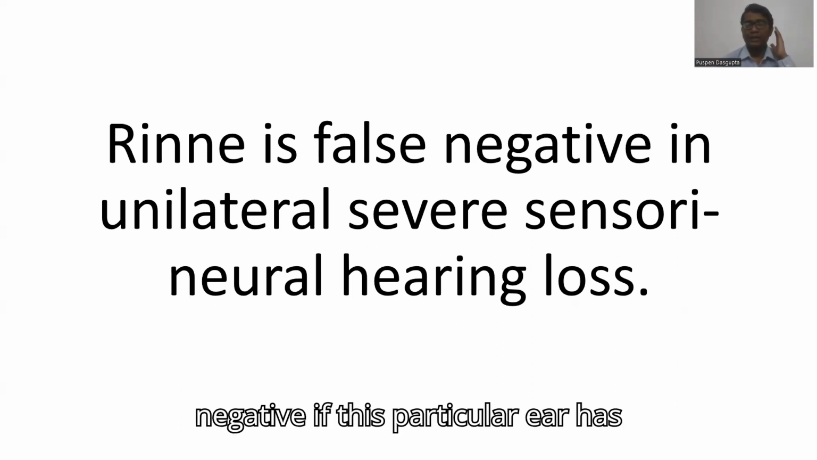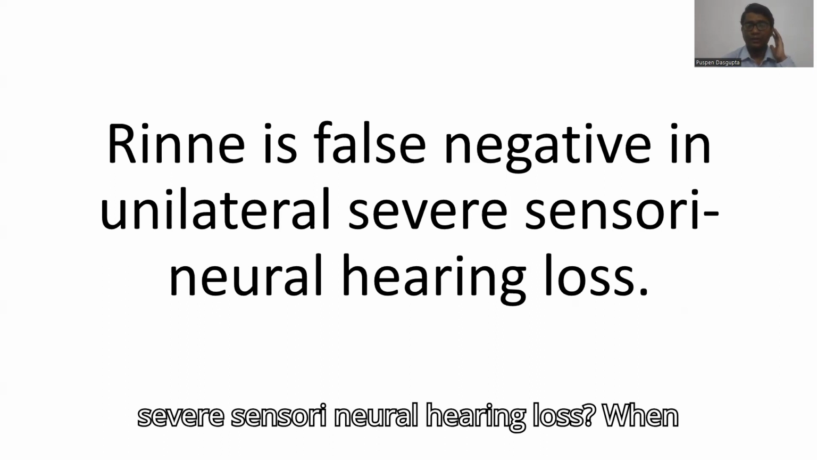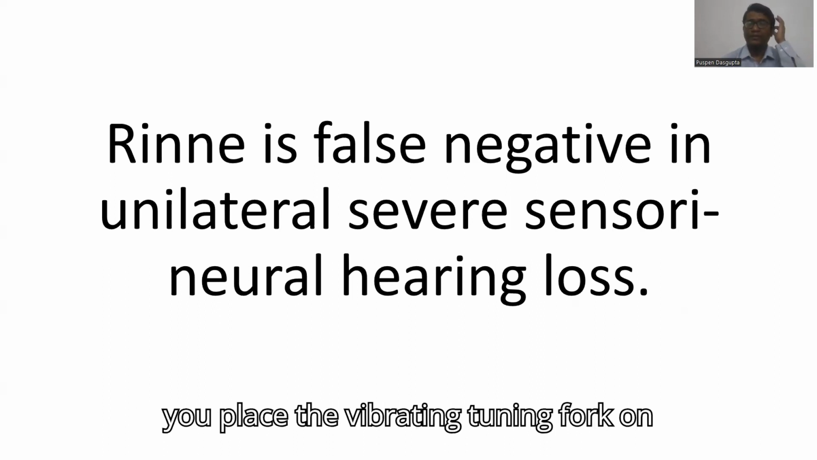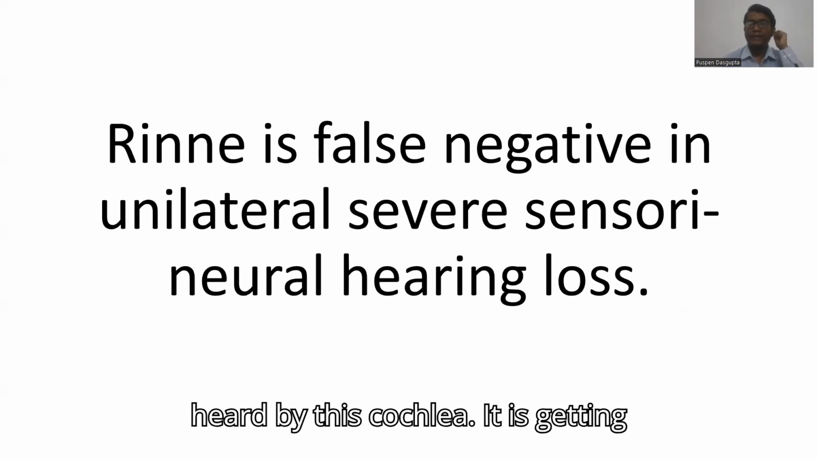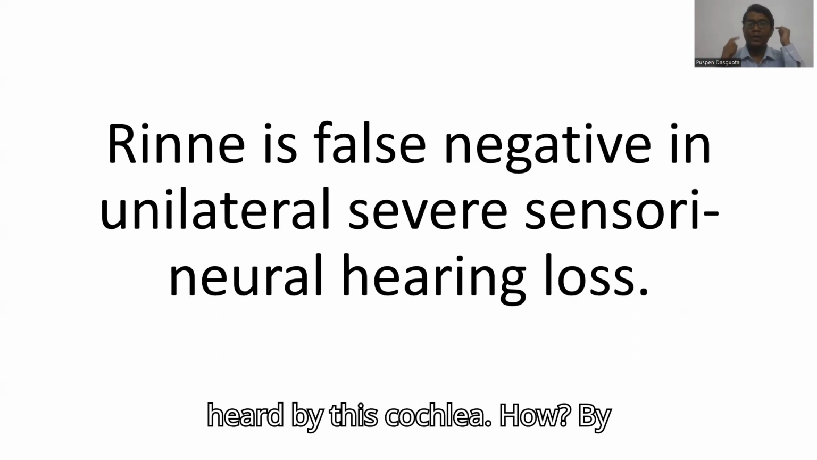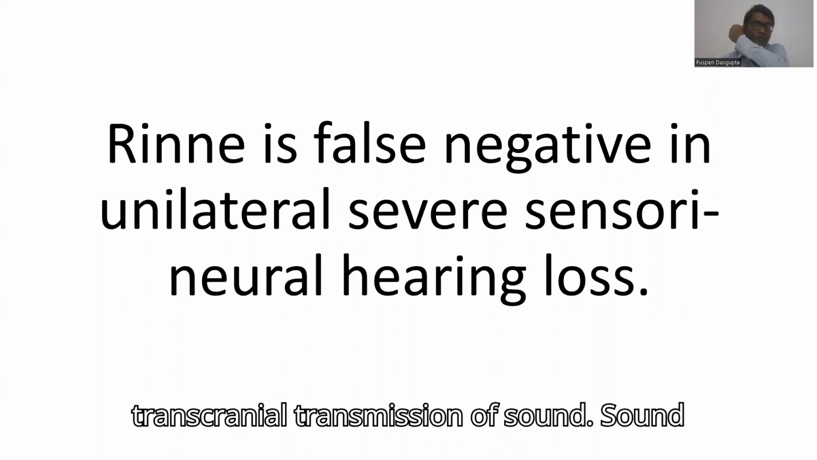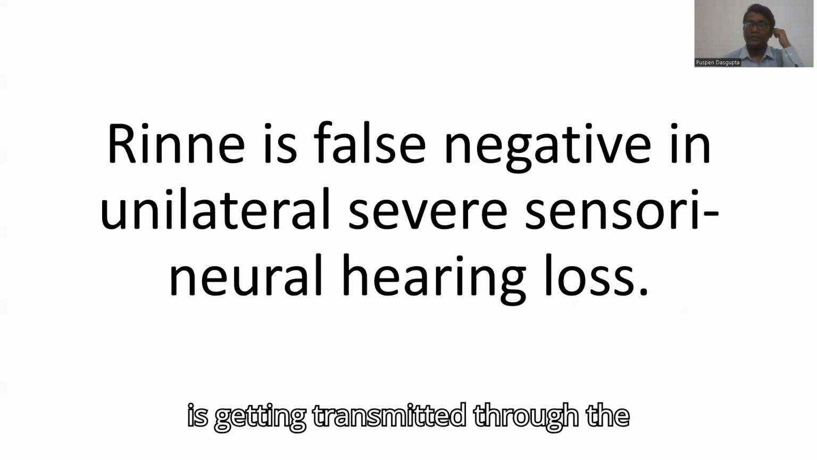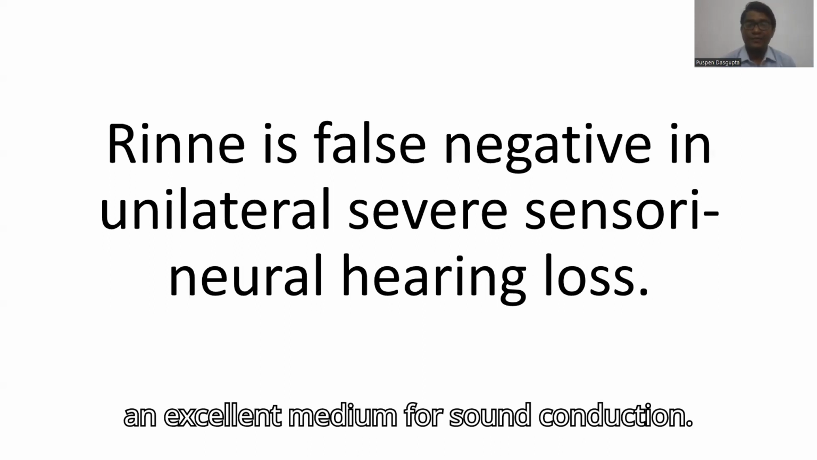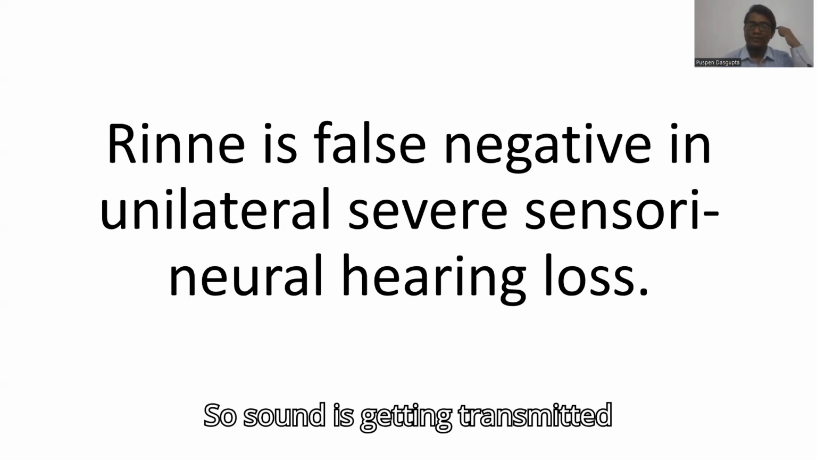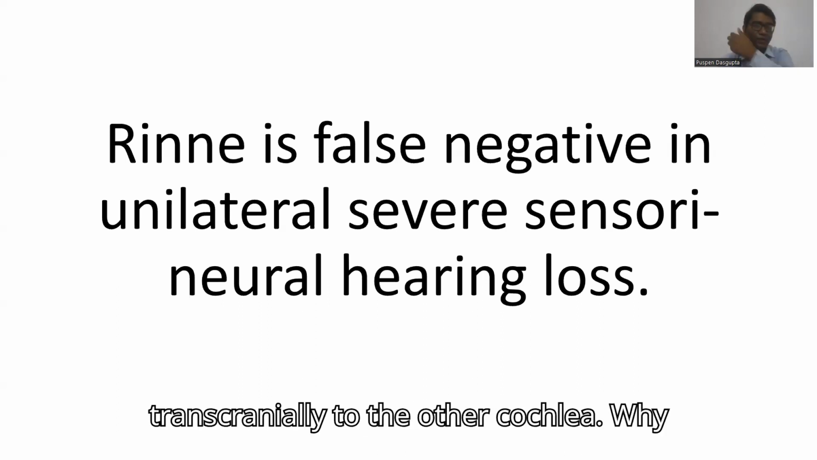If this particular ear has severe sensorineural hearing loss, when you place the vibrating tuning fork on the mastoid bone, sound is not getting heard by this cochlea. It is getting heard by this cochlea. How? By transcranial transmission of sound. Sound is getting transmitted through the cranium. As I said before, cranium is an excellent medium for sound conduction. So sound is getting transmitted transcranially to the other cochlea.